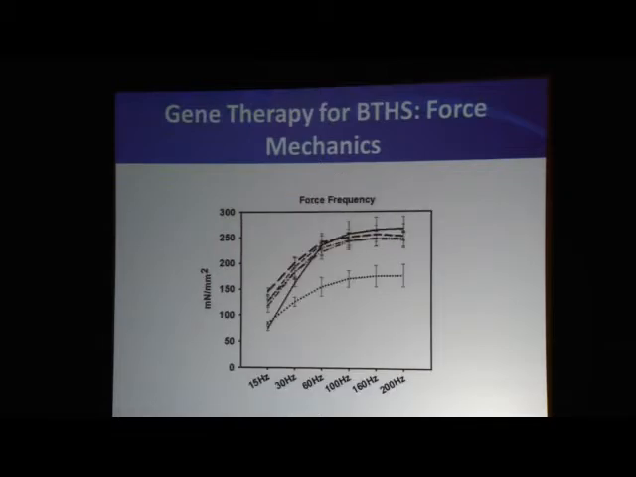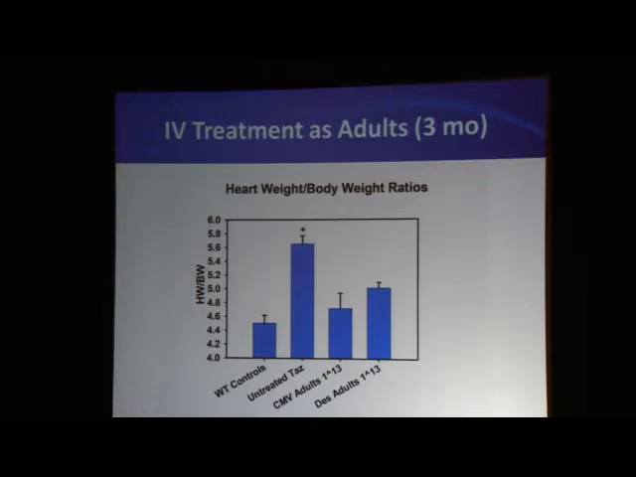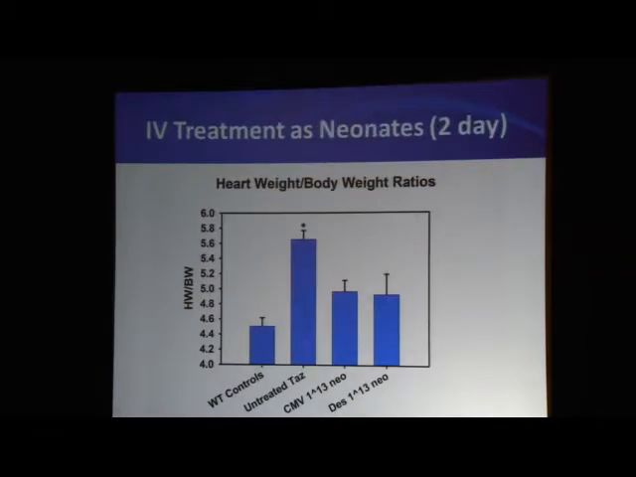Force frequency is more of a measure of strength, and again, all of the treatment groups as well as the wild-type controls are sort of interchangeable. They all look pretty much the same, whereas the untreated TAS mice had less strength. We did heart weight body weight ratios, and so these are in the adults, and the TAS mice that were untreated had significant increase in heart weight body weight ratios, whereas the treated did not. And then when we looked at those mice treated as neonates, we saw the exact same thing.